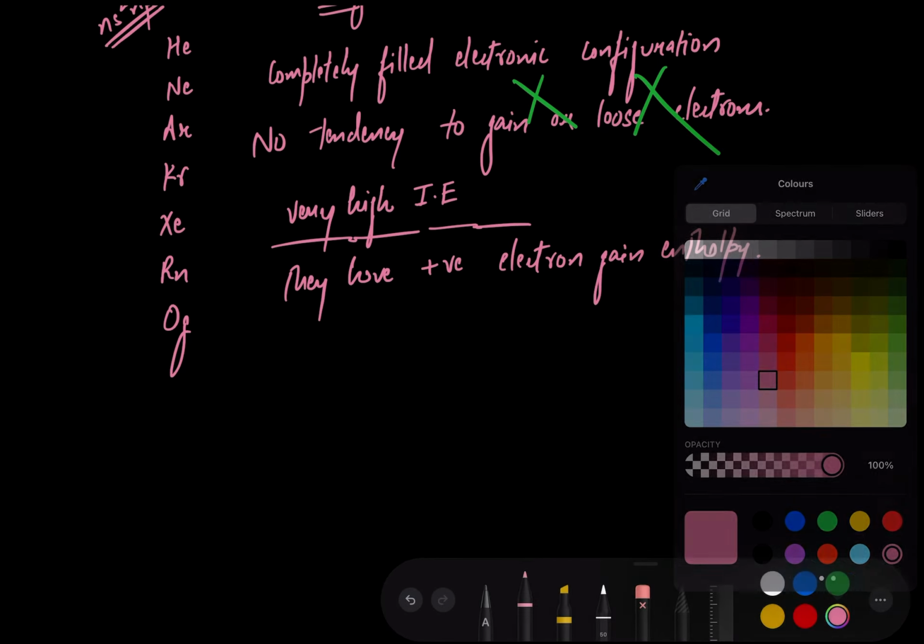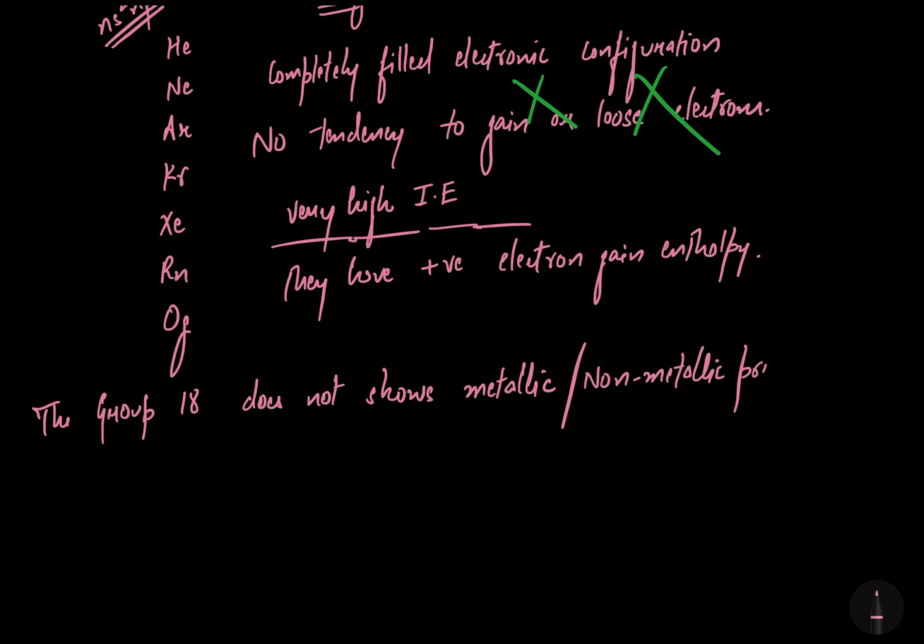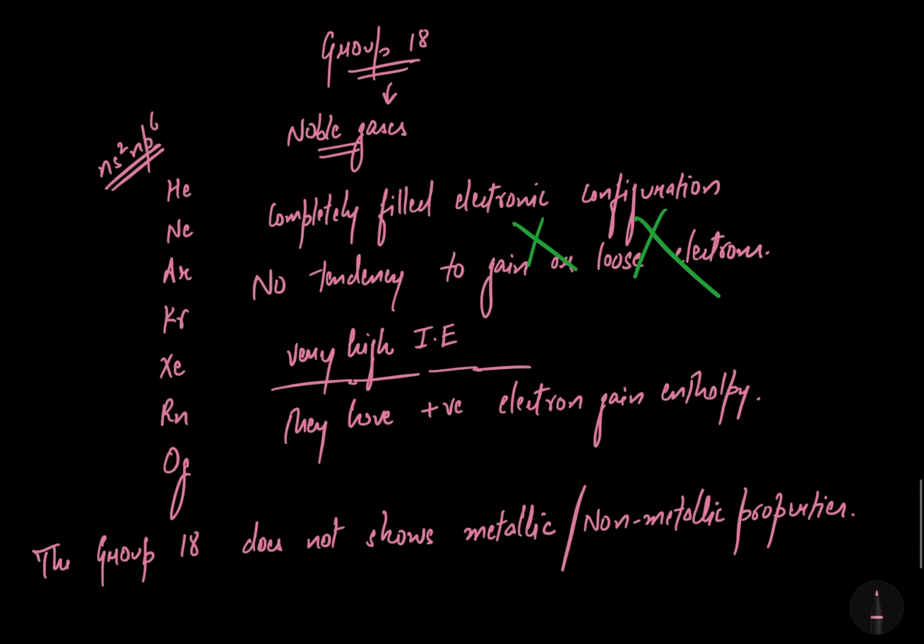The group number 18 does not show metallic and non-metallic properties, and the main reason is that they have completely filled electronic configuration.